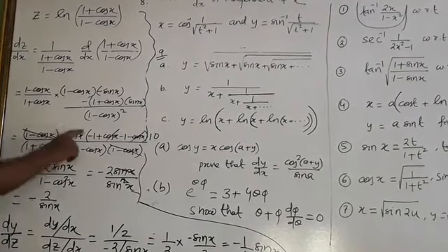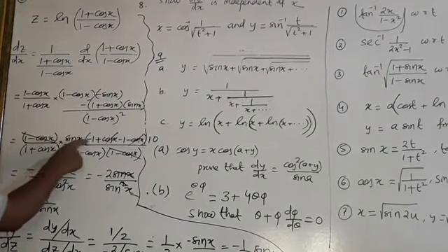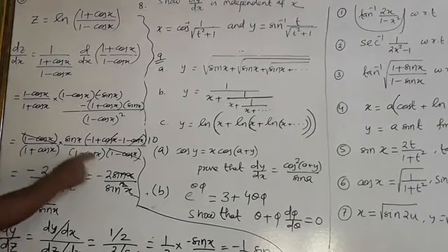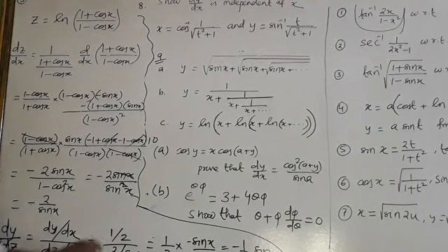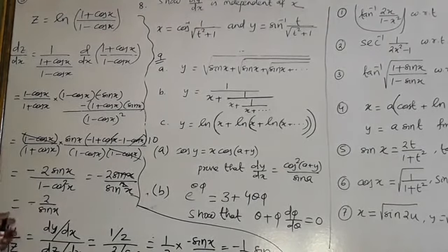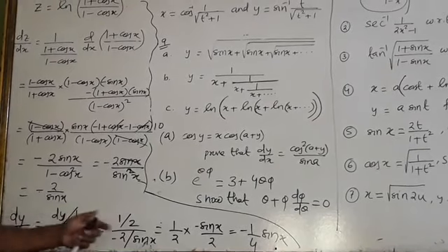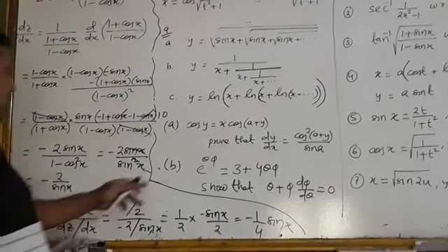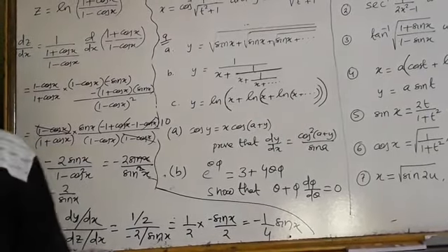After that, this is 1 minus cos x and 1 minus cos x, which cancel, and it becomes minus 2 sin x. After multiplication it becomes 1 minus cos square x, that is sin square x, so minus 2 sin x by sin square x, which becomes minus 2 by sin x. And dy by dz is dy by dx divided by dz by dx, that is 1 by 2 into minus 2 by sin x, which is 1 by 2 minus sin x by 2, which becomes minus 1 by 4 sin x.